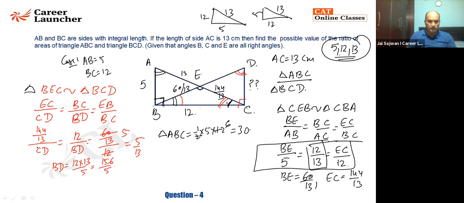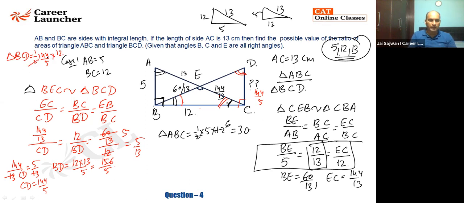Similarly, I can compare this value. 144 by 13 upon CD is equal to 5 by 13. I'll cancel out 13 here. CD is coming out to be 144 by 5. Can you find out the area of BCD? Yes, why not? Area of BCD is half of 144 by 5 into 12.